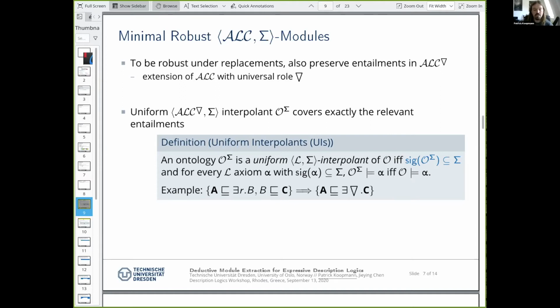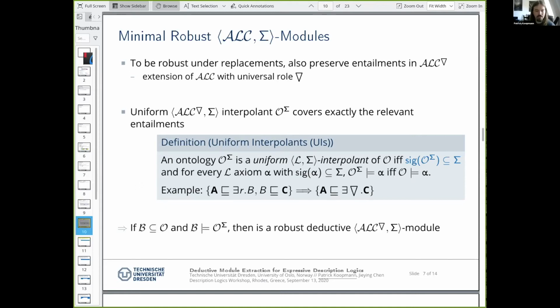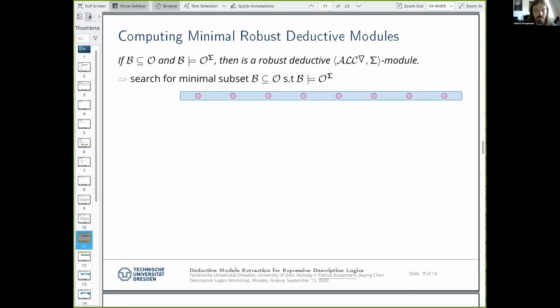An example to understand what this is shown below. On the left we see a small T box with the concept names A and C highlighted, and on the right we see the corresponding uniform interpolant for A and C with respect to ALC extended with the universal role. Now it turns out for any subset of the ontology O, if this subset entails the uniform interpolant for sigma, then it is actually a robust deductive module. Okay, I could have removed the top row in this case. It's not relevant because that's what gives us the robustness. So this observation motivates a quite simple algorithm.